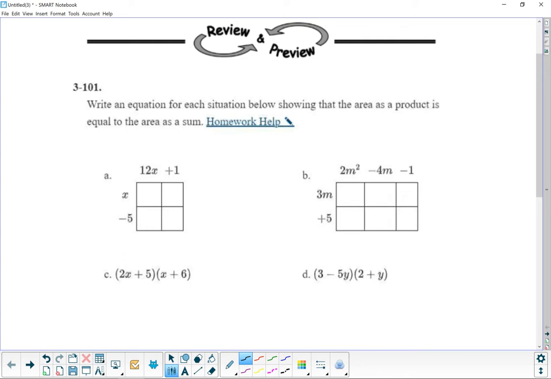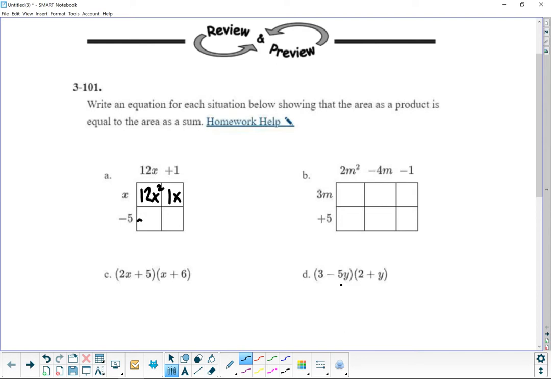For each of these, you're going to find the sum, but you're going to have to do a product of that. So just go ahead and multiply 12x and x, and you will get 12x squared. Then multiply x and 1 to get 1x. You're going to multiply 12x and -5 to make -60.